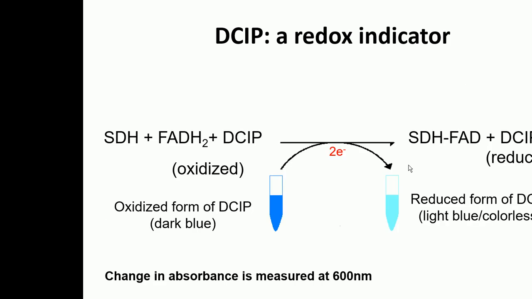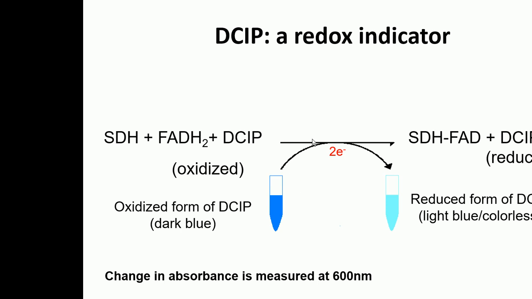So when the electrons are being blocked, where are these electrons going to go? We are also going to use another indicator, which is called DCIP. When we use sodium azide, the path of electrons will be blocked. They will not go to the electron transport chain. They will actually go to DCIP, which is our redox indicator.